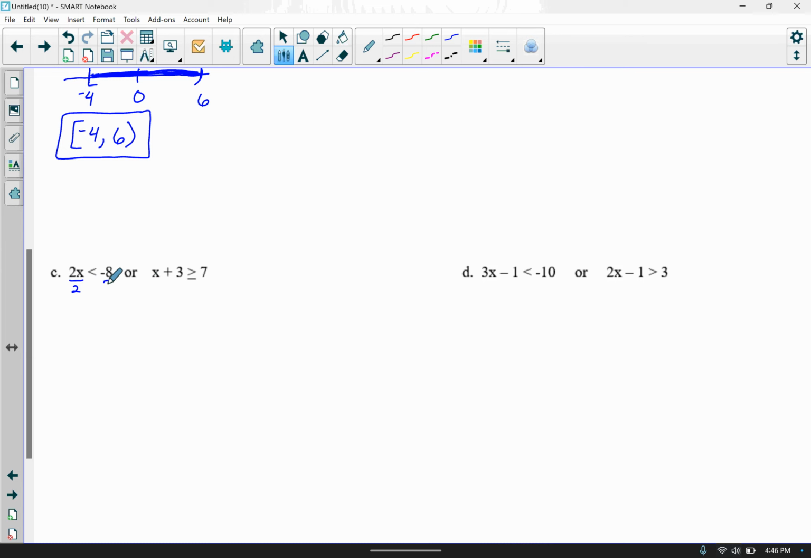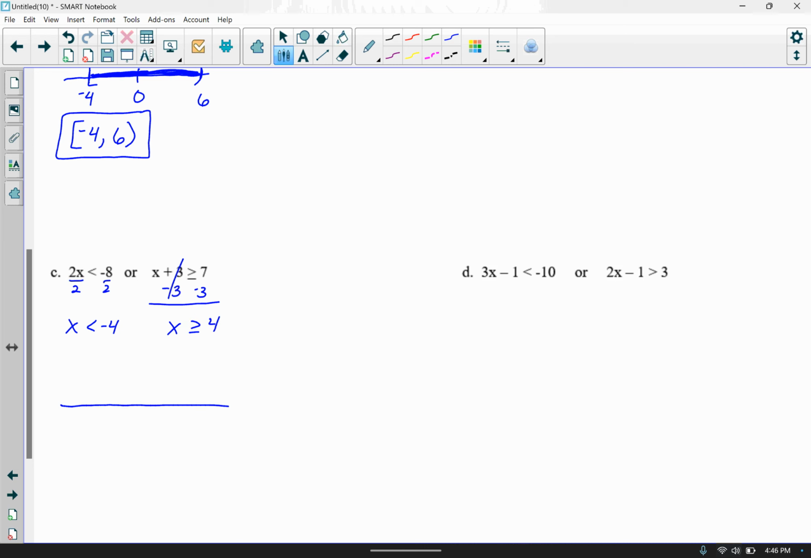So divide by 2 on both sides here. X is less than -4. I divided by a negative 2, so I have to change the inequality sign. One step here to get x all by itself. Subtract 3. Cancels out, so x is greater than or equal to 4.